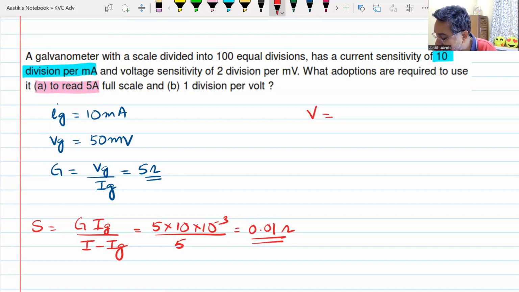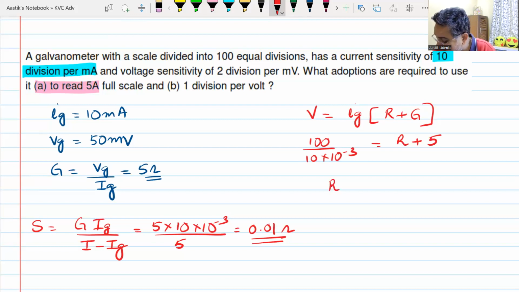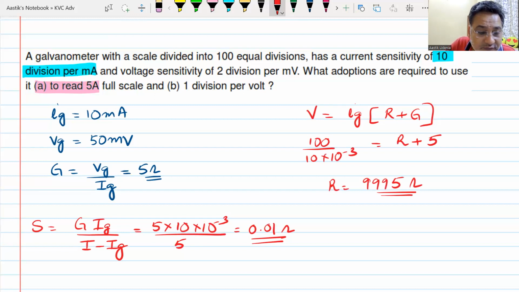To find out the value of the series resistance, you can use this formula: V is equal to Ig into R plus G. 1 division per volt means the range will be 100 volts. So 100 divided by Ig, where Ig is 10 milliamps, will be equal to R plus G. G is 5. From here, you will get the value of R as 9995 ohm. And these are the answers that I was looking forward to. I'll give you a minute to note this down.